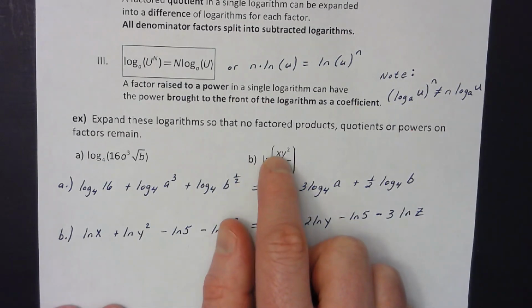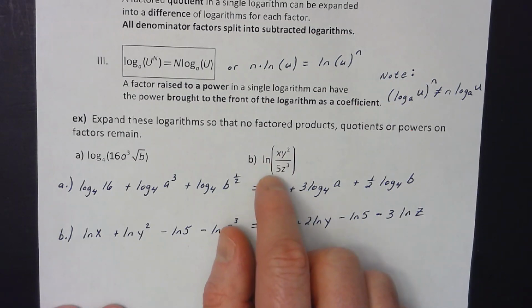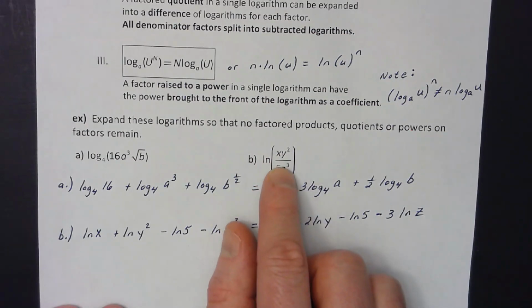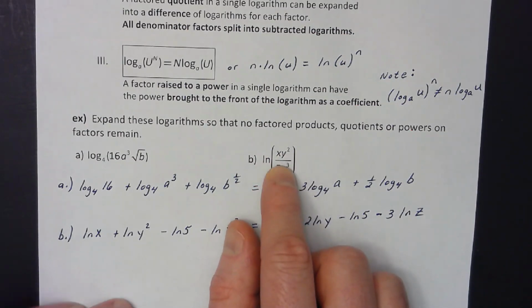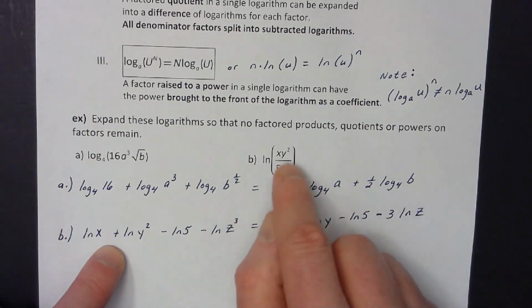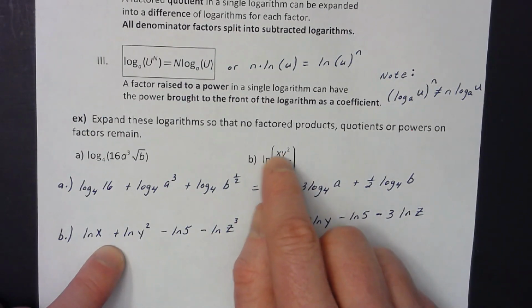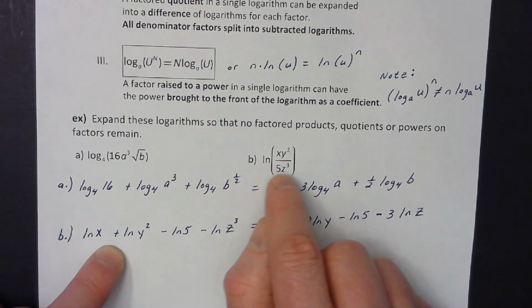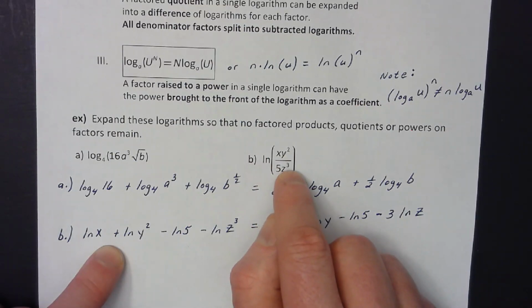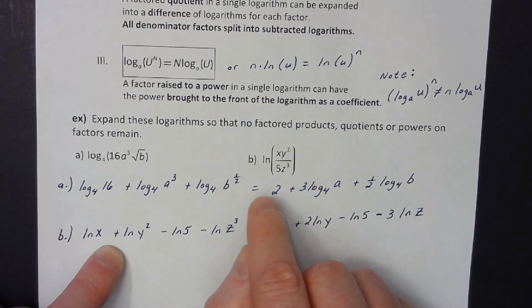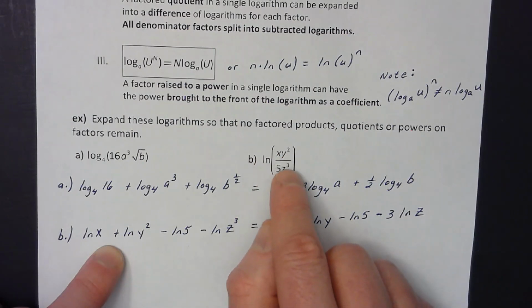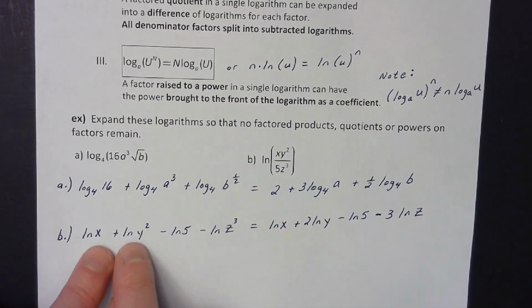The next term, I have products inside, I have powers inside, and I have a quotient on the inside. I've got to simplify all of that inside that natural log. As soon as I look at it, I see I'm going to have 1, 2, 3, 4 separate logarithmic functions. The x and the y squared are going to be inside logarithms being added. The 5 and the z cubed are going to be inside logarithms being subtracted, because they're both being divided. So pretty easy process to break up.